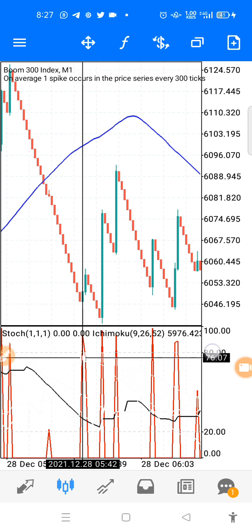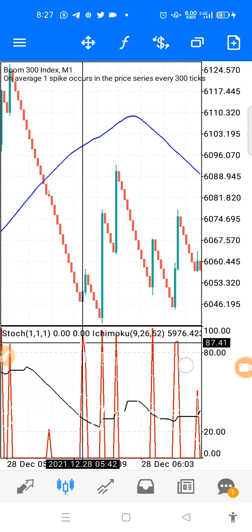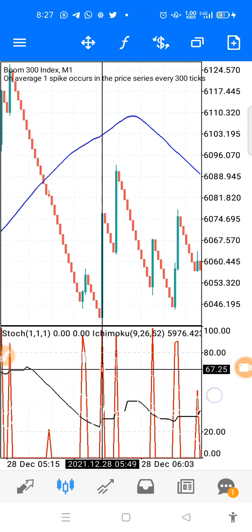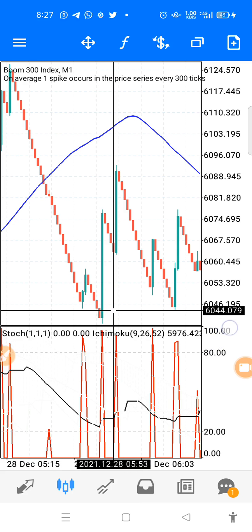So we have to wait until the spike occurs and we see our stochastic going up. Like here you have it going up. Then after you have it going up, you can now enter the market. And after 5 ticks, you should be out. You should close after 5 ticks. Like you have 1, 2, 3, 4, 5. Then a spike or call, giving you room. Then you have 1, 2, 3, 4.